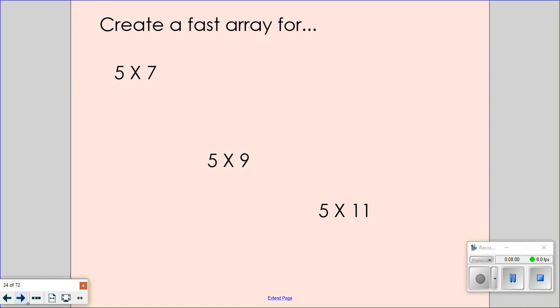Let's create a fast array for 5 groups of 7. Write that expression down. There's no equal sign there. 5 groups of 7. What would that look like? That's not what it says. 5 groups of 7. Ariana, come do a fast array for 5 groups of 7.